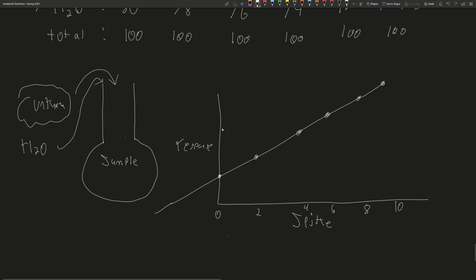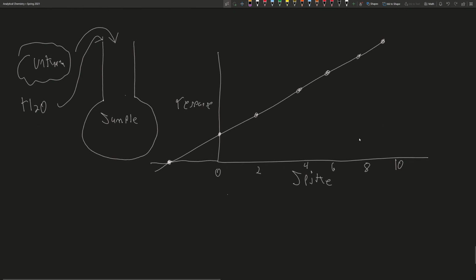Here is the plot we're going to do. What we want to ascertain is this value right here. Because what that value is going to give us is the concentration of our unknown analyte. So how are we going to do this?